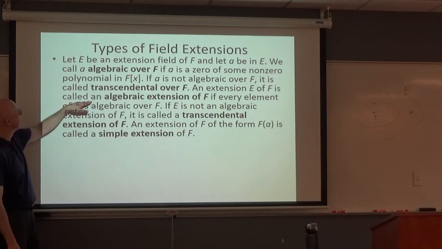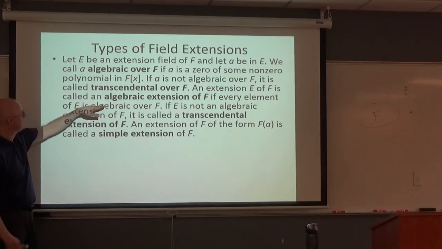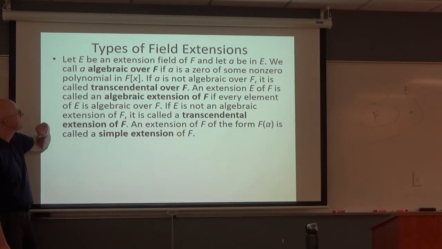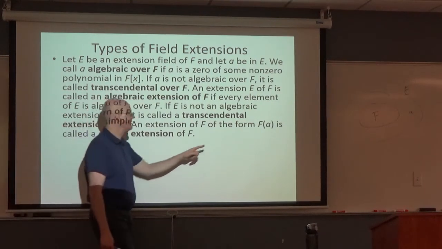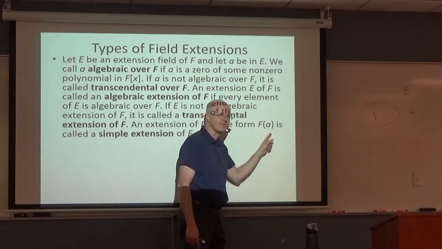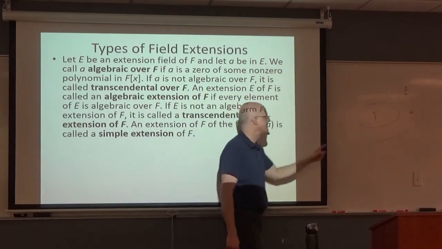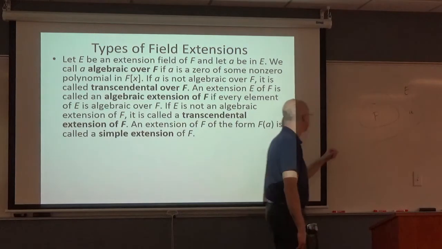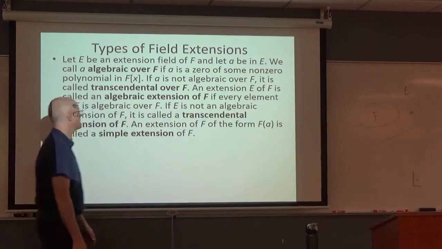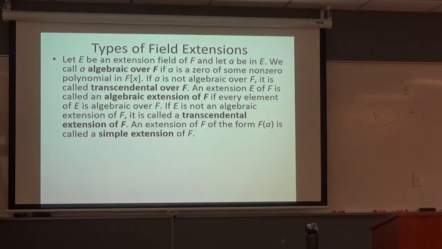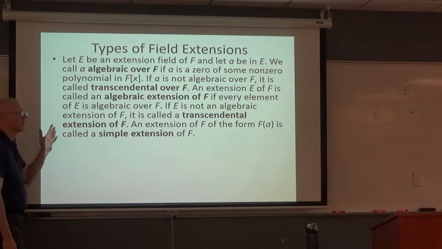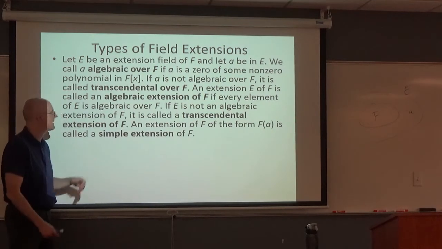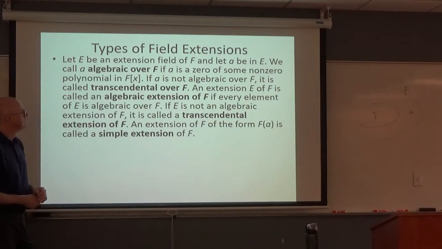Okay, an extension E is called an algebraic extension if every element is algebraic. If there's at least one element that's not algebraic, then it's called a transcendental extension. And an extension of a form where you're joining one element in E, not in F, is called a simple extension of F. And again, I guess the element could be in F, and then you're not really getting anything new when you do that.